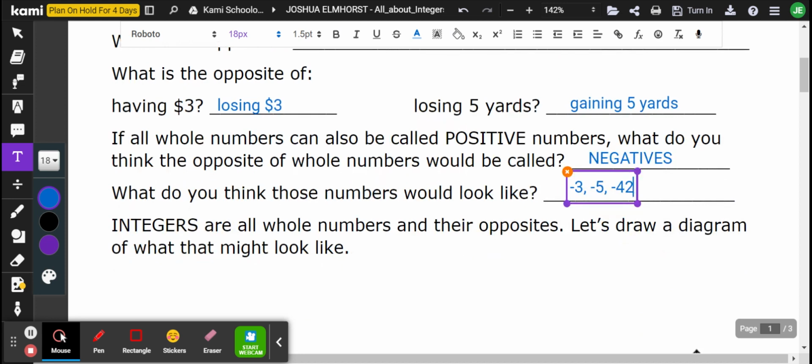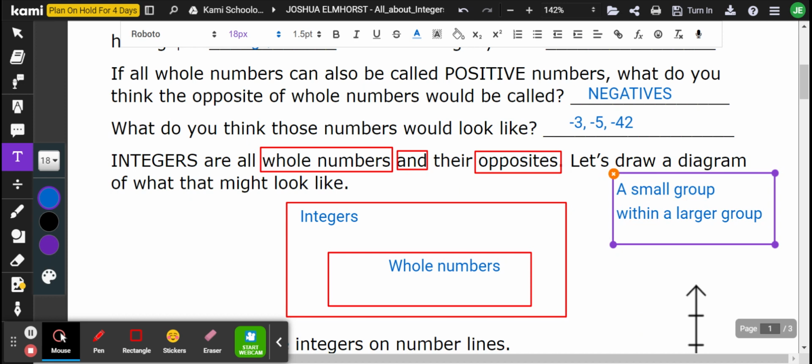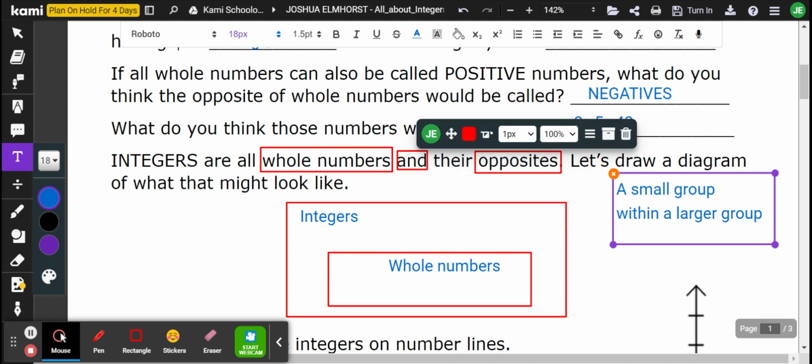So let's draw a diagram of what this might look like. And we're going to choose a Venn diagram. Just take a moment to create two groups. The largest group, we can represent in a larger rectangle. All of the numbers that go inside this big box are going to be called integers, which are going to be the whole numbers, and it also will include their opposites, which would be the negatives.